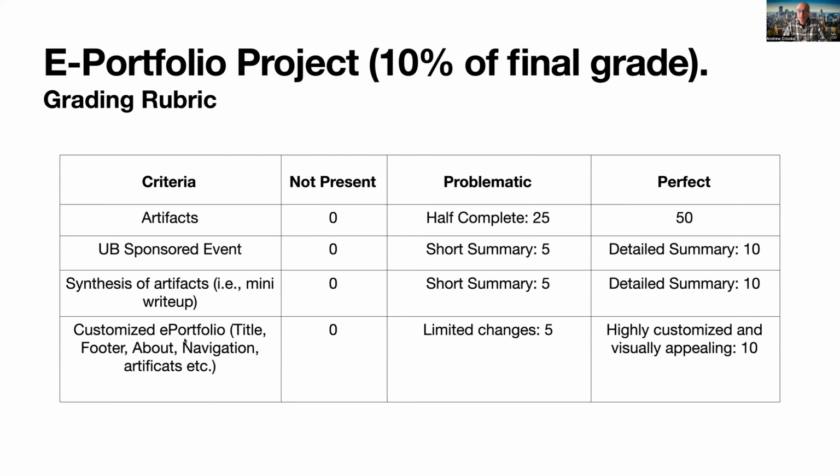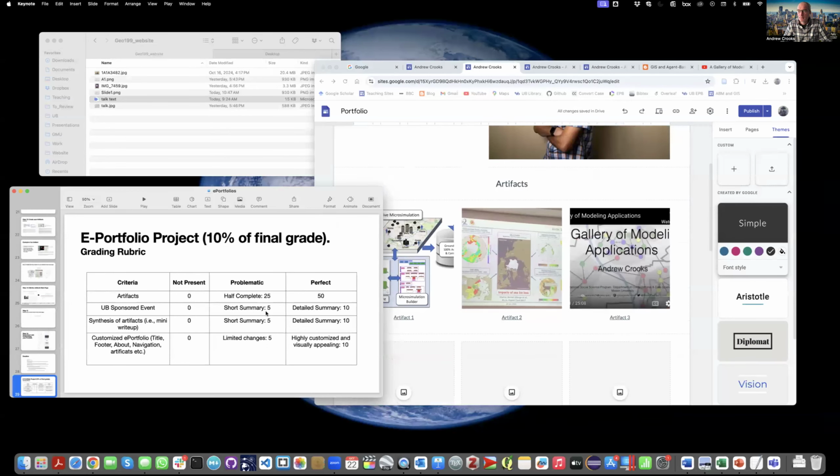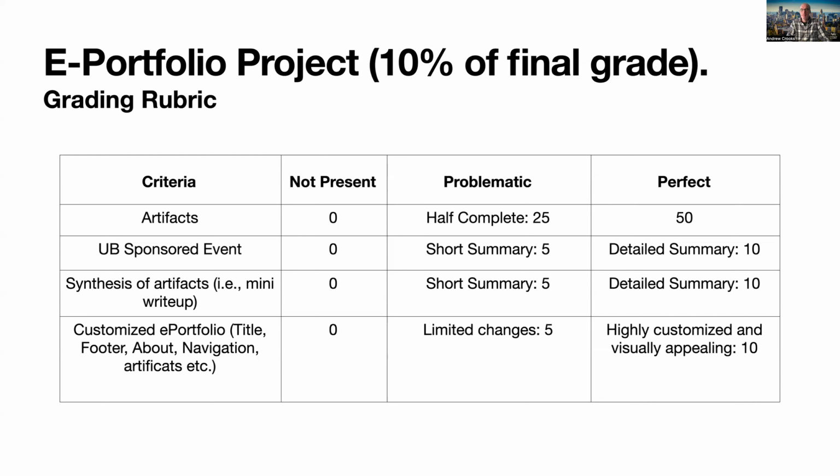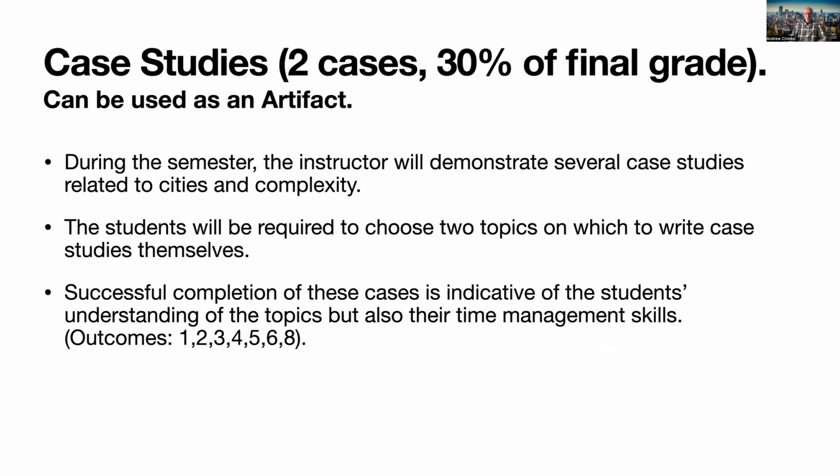Playing around with the portfolio, making sure that you have the footer changed, your email, your navigation is there, you have your artifacts, things like that. If it's not very appealing, if we've got nothing there, you'll get nothing. If you have some limited changes, then you didn't really make full use of all the functionality that I started demonstrating today, you get 5 points. And if you've customized it, it's visually appealing, you have nice images, for example, like these here, you'll get your full points on those things.